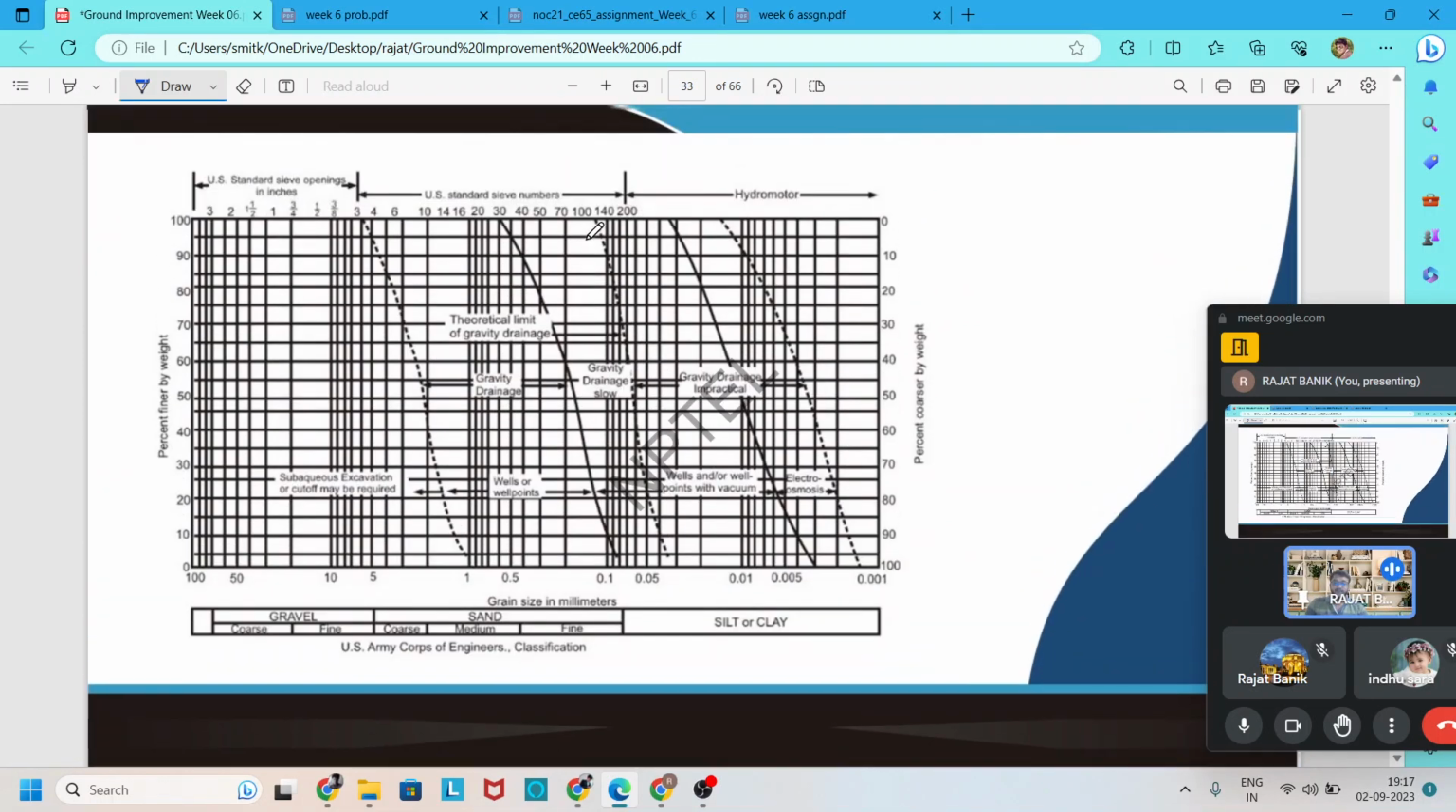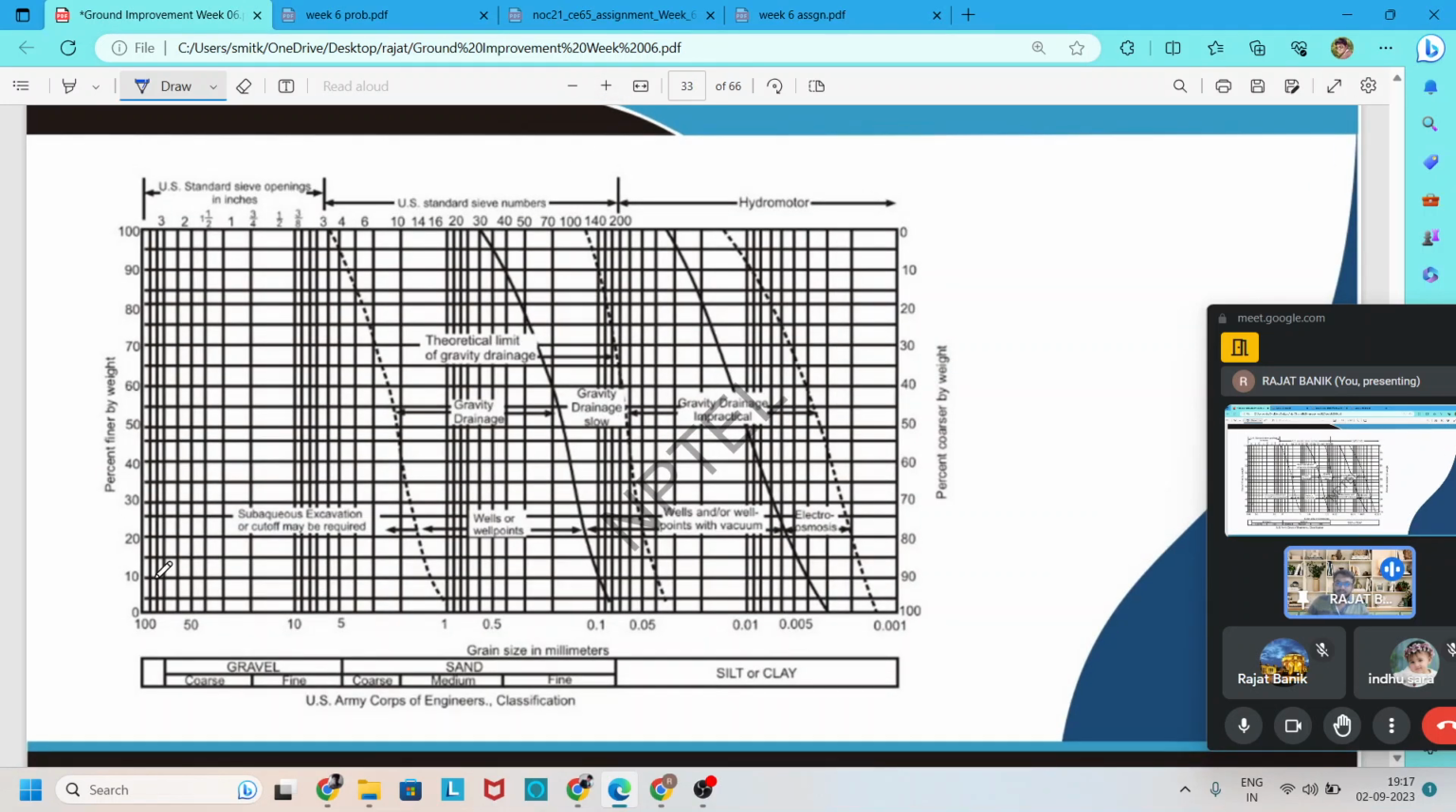Here one chart is given, a gradation graph, based on the particle size distribution. Here we see some ranges: at the bottom, the first range is for gravel, the second one is for sand, and the third one is for silt and clay. For different regions, different ground dewatering techniques are used.